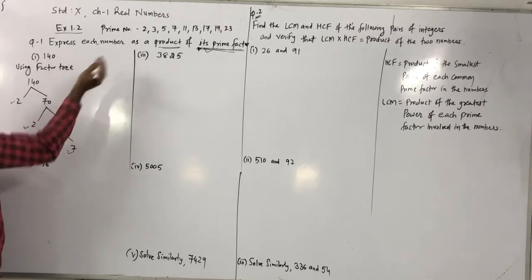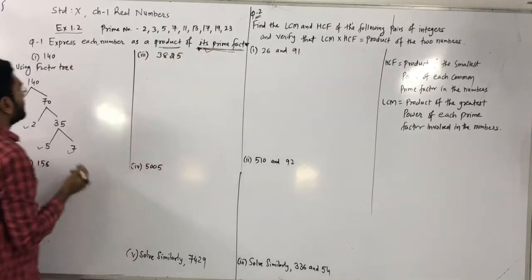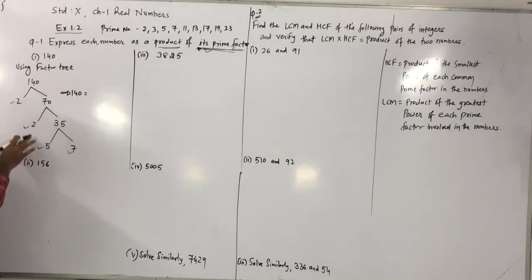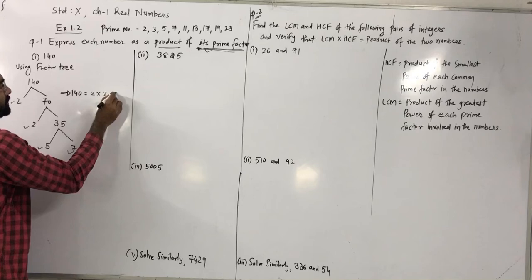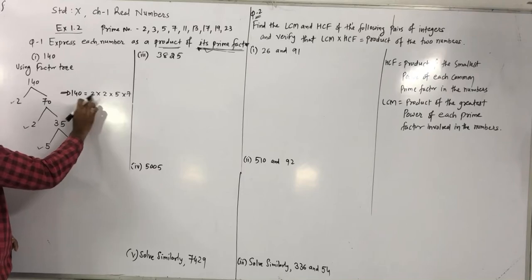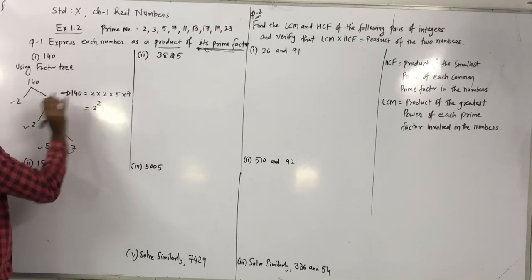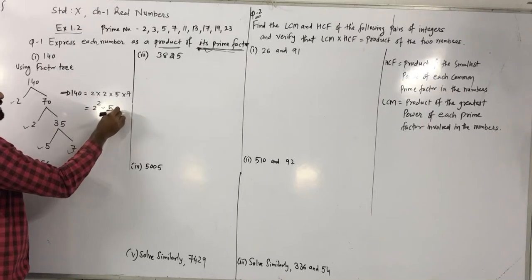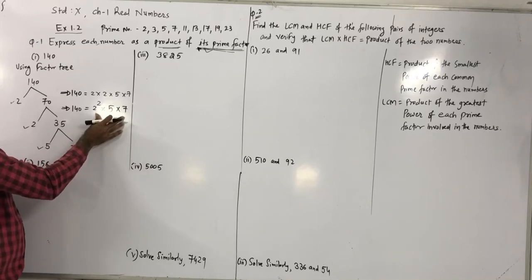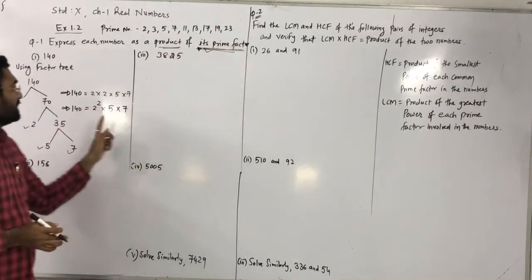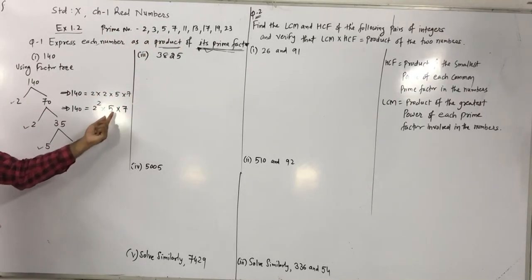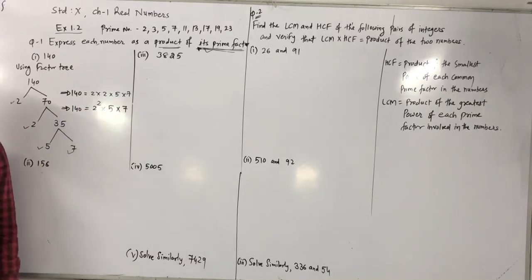As per the question, we have to represent each number as a product of its prime factors. So 140 as a product of prime factors is 2 into 2 into 5 into 7. If you represent it in terms of powers, the factor 2 appears 2 times, so we can say 2 square into 5 into 7. So the given number 140 can be represented as a product of its prime factors 2, 5 and 7. These are all prime numbers. If you multiply 2 square into 5 into 7, you get the composite number 140.